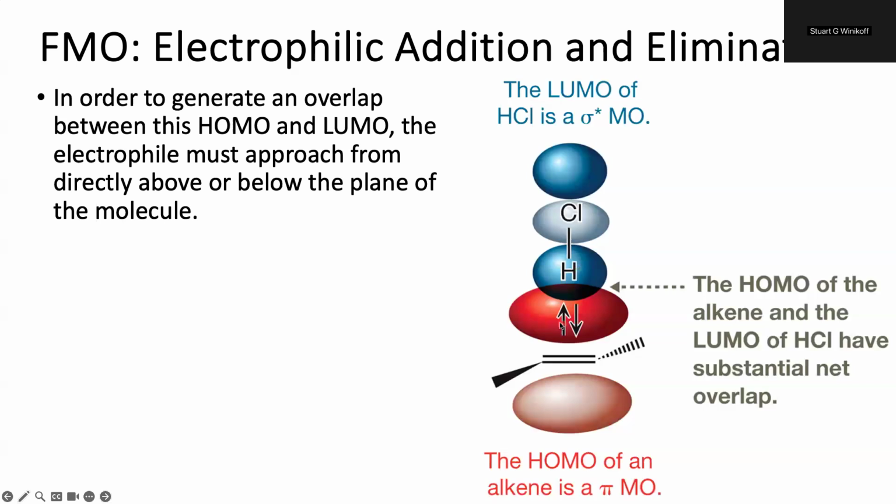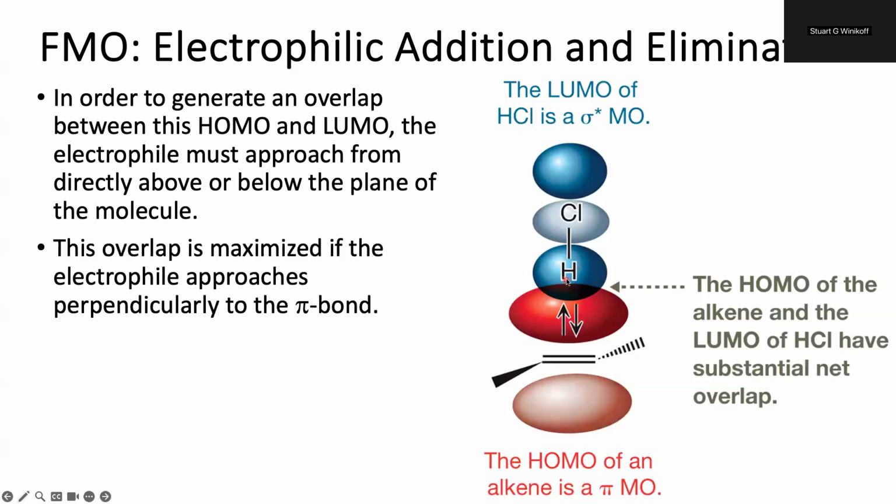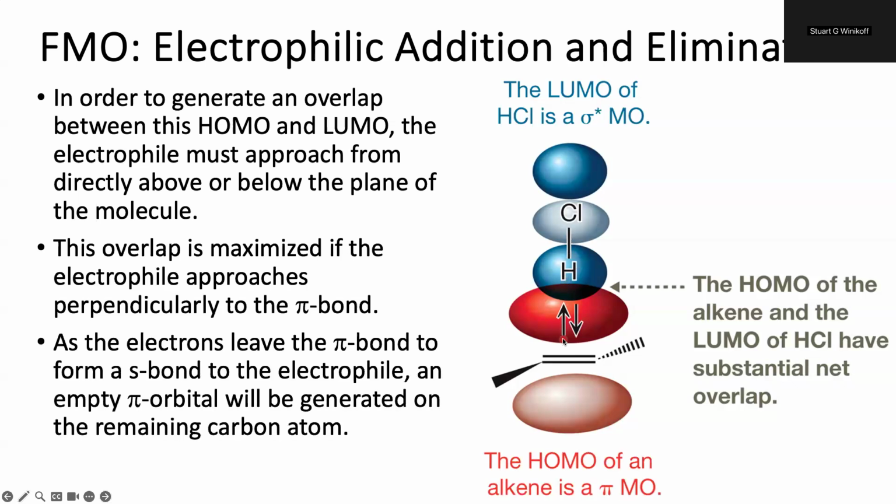When I do this, this will essentially inject the electrons from that HOMO into the LUMO as part of the transition state. So as I have this essentially perpendicular approach, it is going to maximize that overlap from my electrophile to that pi bond. And again, as those electrons leave that pi bond, we're going to end up injecting them into that orbital, making a nice sigma bond. But it is worth noting that this will leave an empty pi or p orbital on the remaining carbon atom.